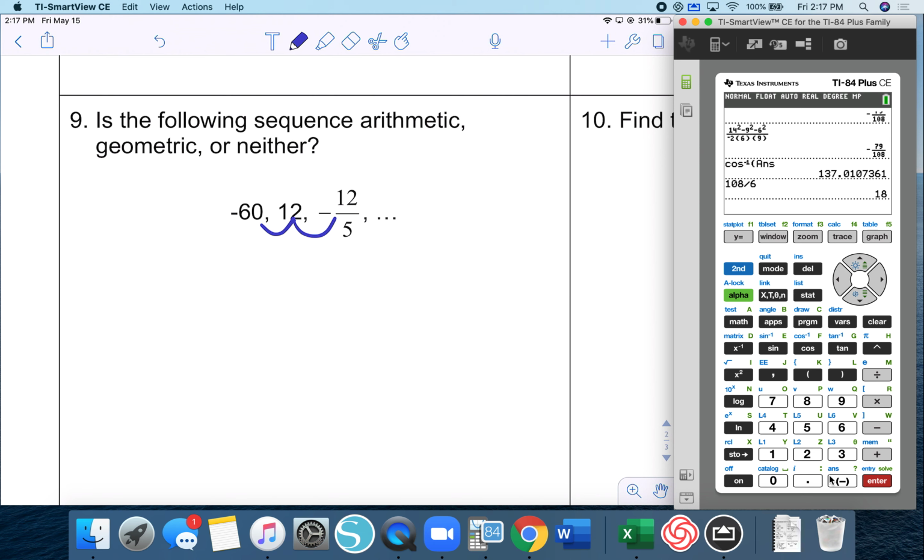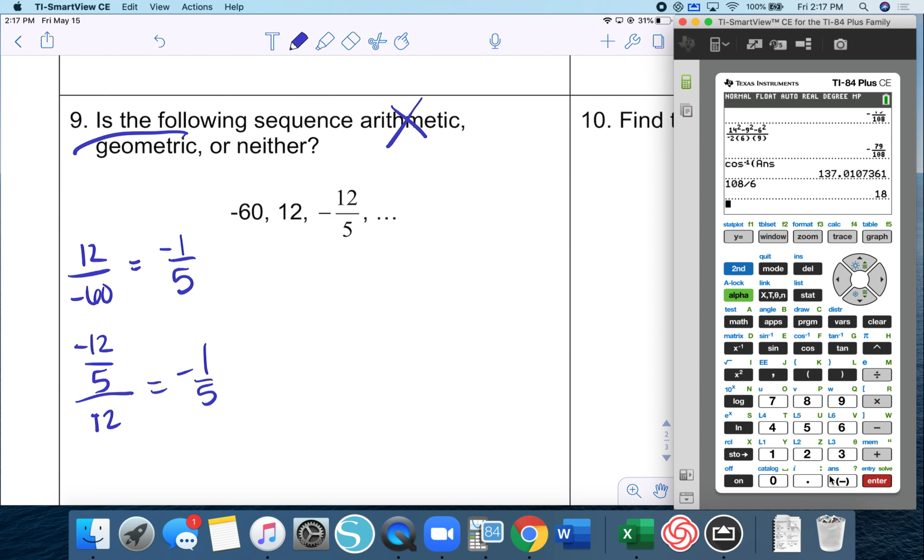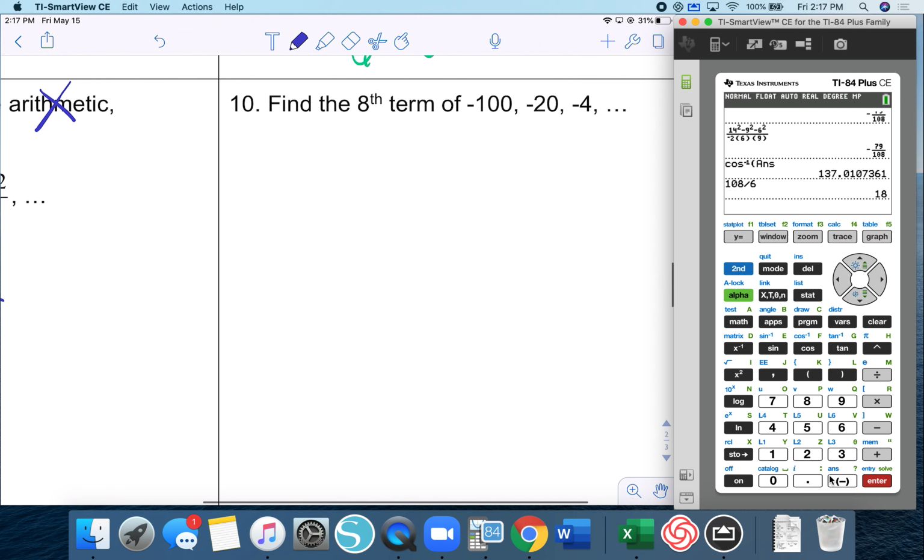Well, I can see from here to here, it is definitely not going to be arithmetic because they're not subtracting or adding the same thing. Also, if you notice, it goes negative to positive, positive to negative. So no way it's arithmetic. Let's check if it's geometric. So negative 12/5 divided by 12 would give me negative 1/5. So this is going to be geometric because it has the same ratio when dividing the term by the term in front of it.